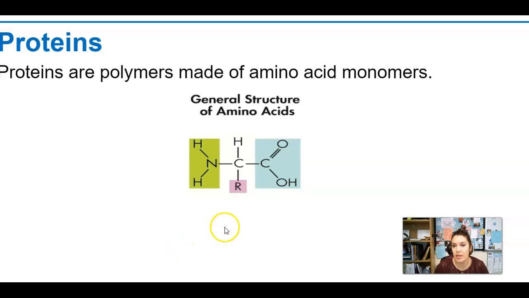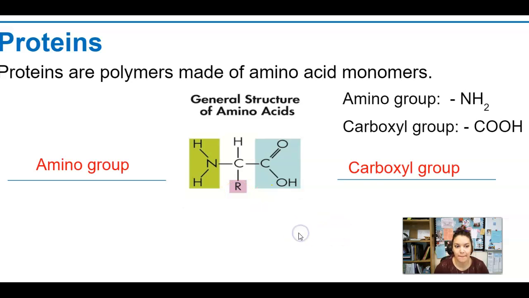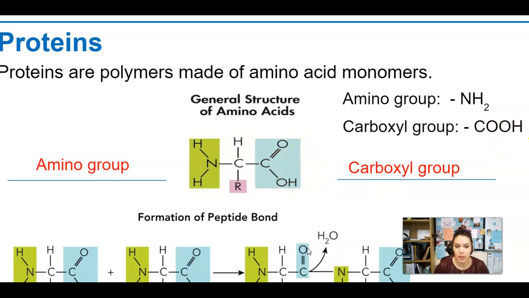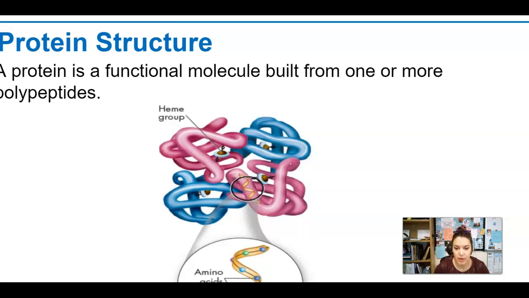Proteins are polymers made up of amino acids. So general structure, it will have hydrogen, nitrogen, carbon. It'll have this R group here. Okay, so amino groups are NH2. Carboxyl groups are usually like a COOH, so this one over here. And what do they form? They form a peptide bond. They form a peptide bond. So if you're wondering what a protein forms and they ask what type of bonding, it's a peptide bond.